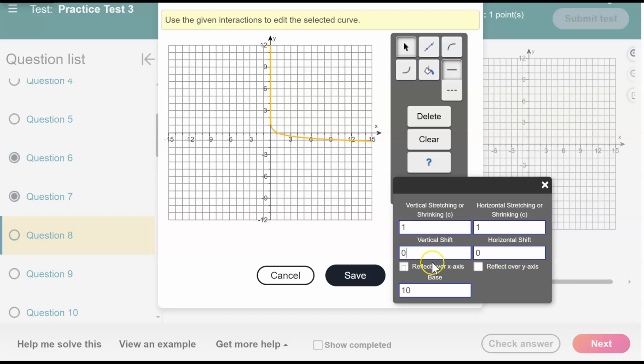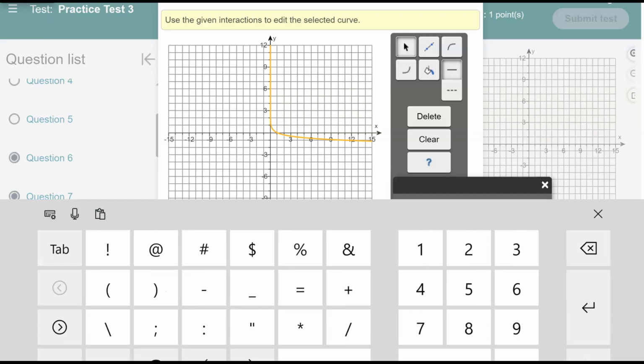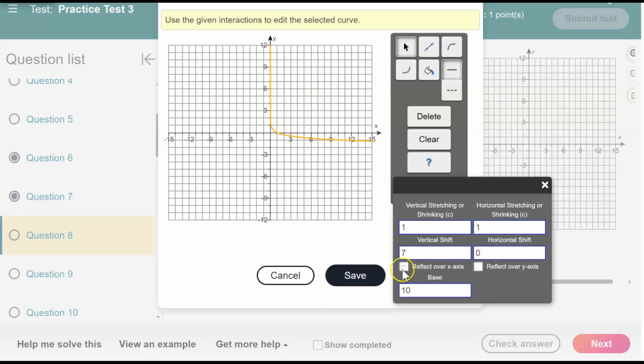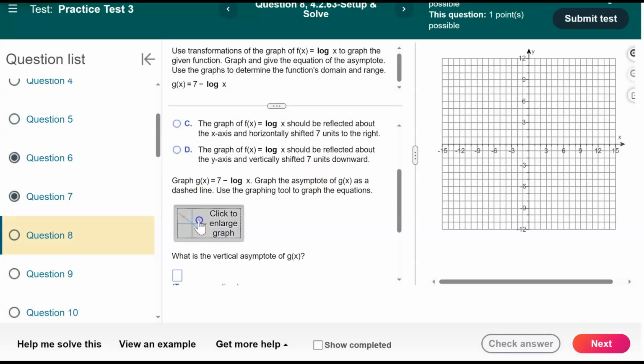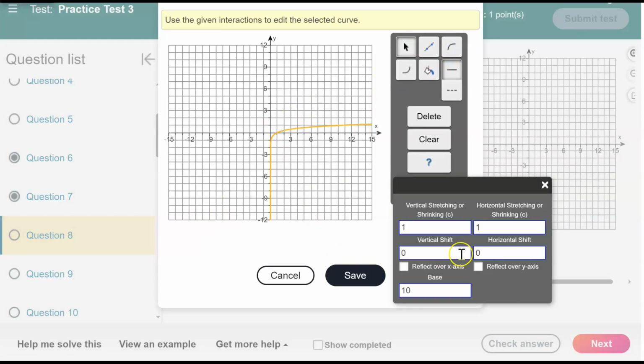There's a vertical shift of 7 units, and then you just type in 7 there. It's reflected about the x-axis. Oh, I kept on adding that. Let's start over again. You click on this tool here, click a point there, put the vertical shift, put 7, and then click on reflect over the x-axis. The base is 10 because we know that's base 10. If it's a different base, you also change the base.